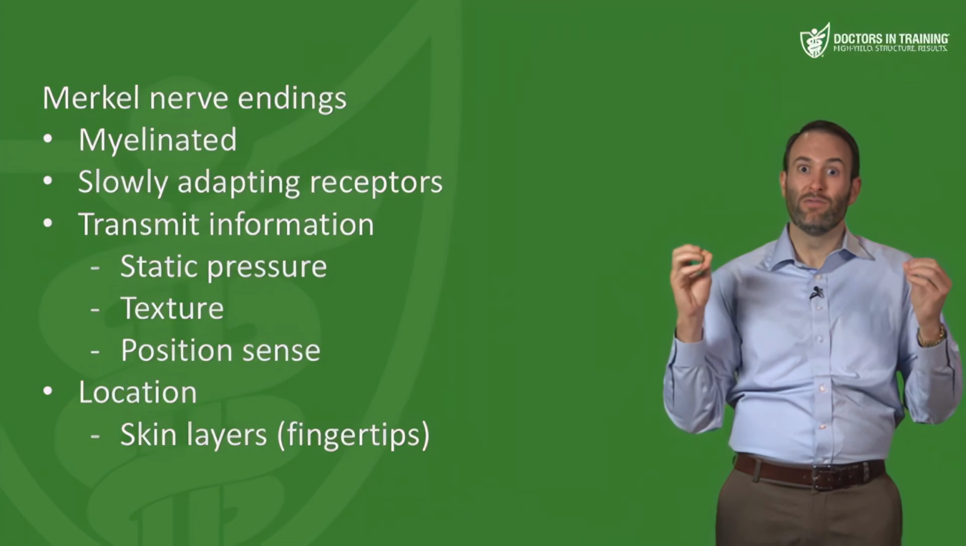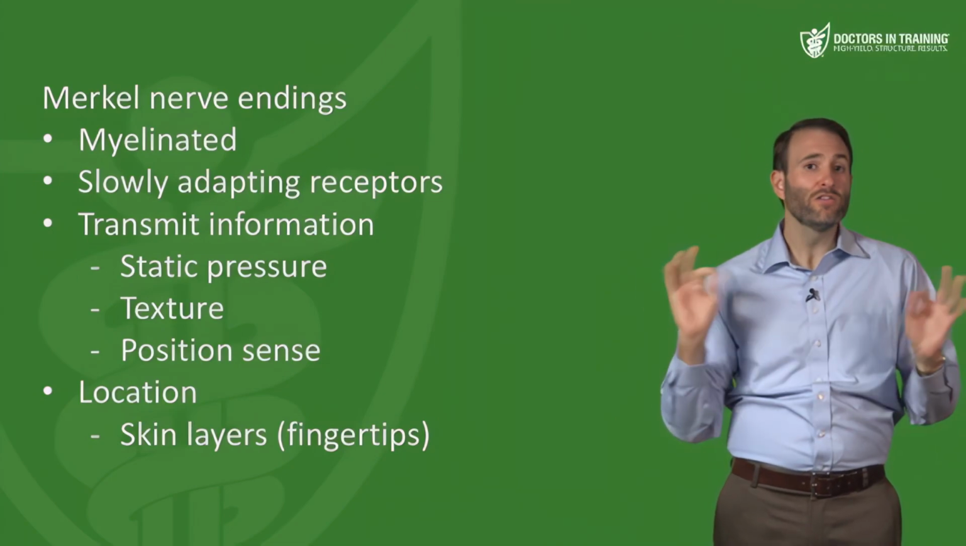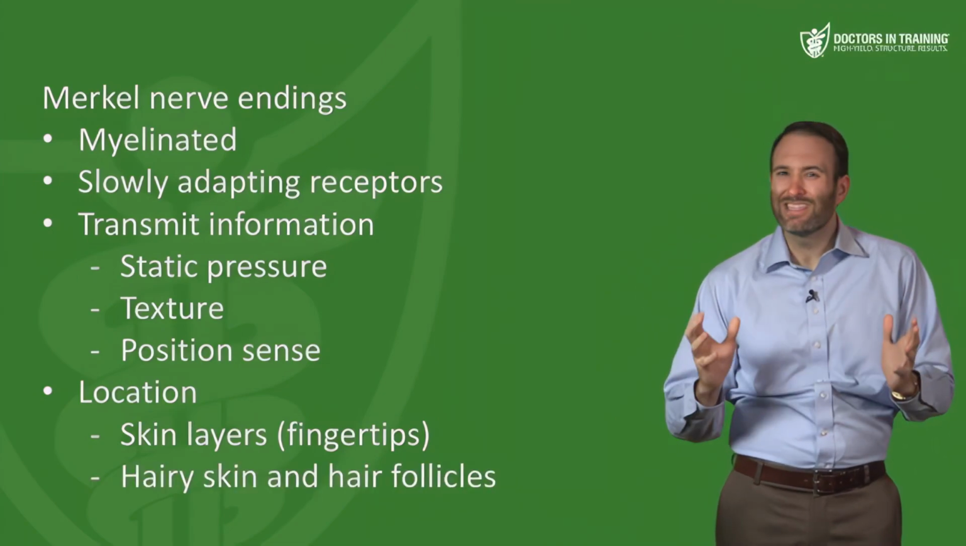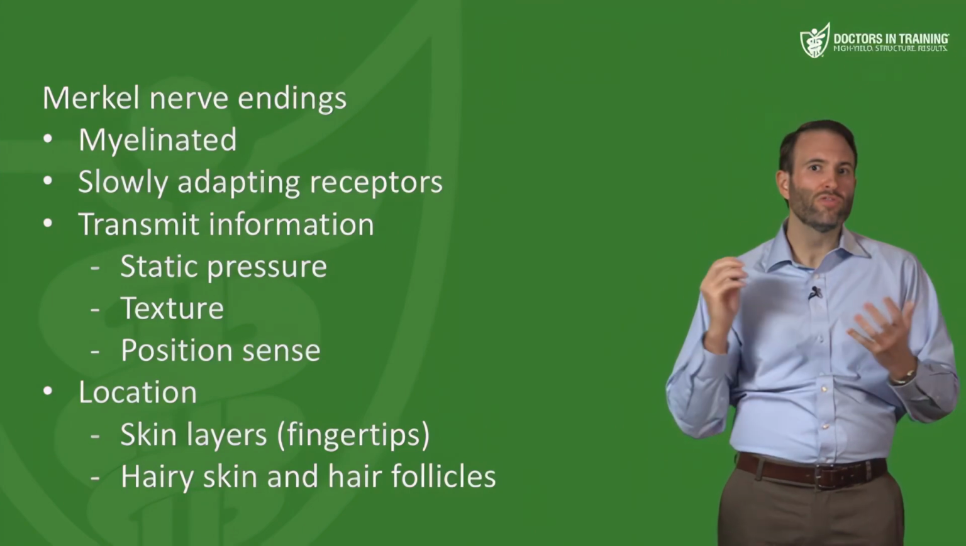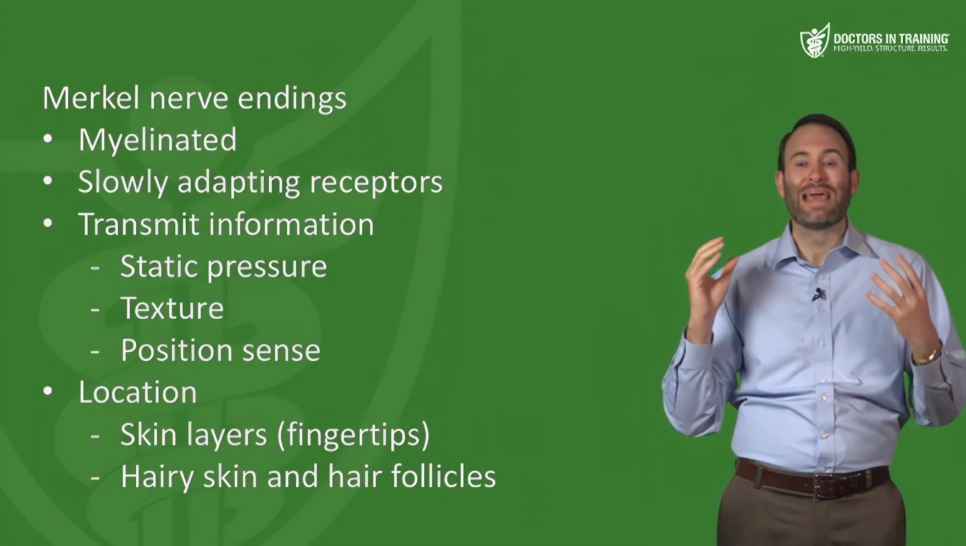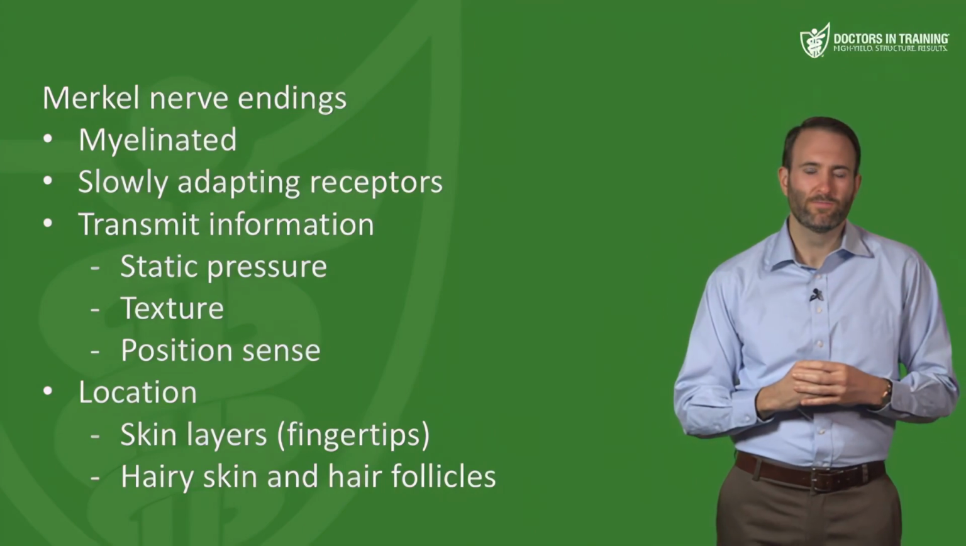And you'll find that we have a lot of different receptors in the fingertips. But they're also found, this is important, in hairy skin and actually in hair follicles. And then under the microscope, the Merkel cells actually look a bit like melanocytes. So you might make that connection there too.